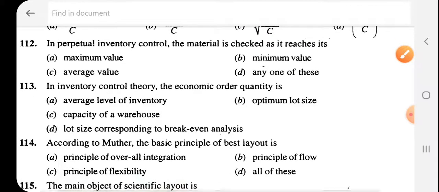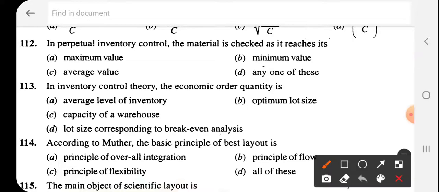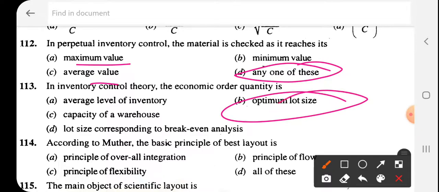In a perpetual inventory control, the material is checked as it reaches any of these: minimum value, maximum value, and average value. At any time we can check. So 112 is D. 113, inventory control theory: the economic order quantity is the optimum lot size.